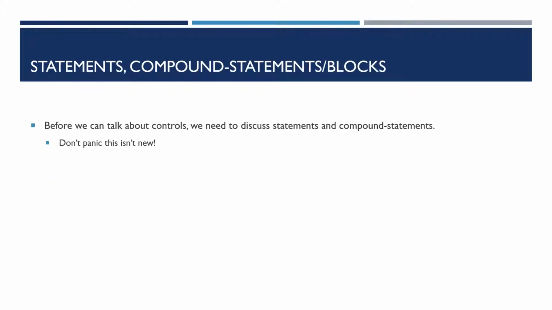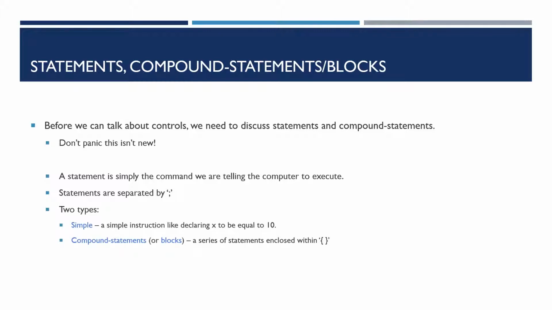So one of the things we need to talk about before we get into the idea of these control structures are statements, and compound statements and blocks. But don't panic. We've been using these from the very start. So a statement is simply a command telling the computer what to do, or in other words, what to execute. And statements are separated by a semicolon. See? Told you I've been using them the entire time.